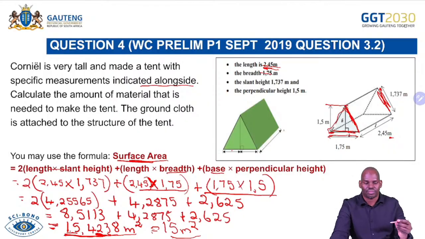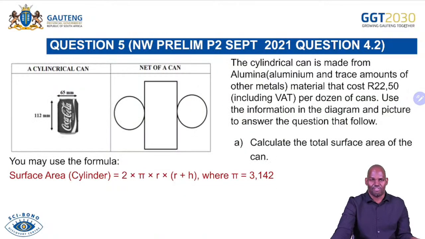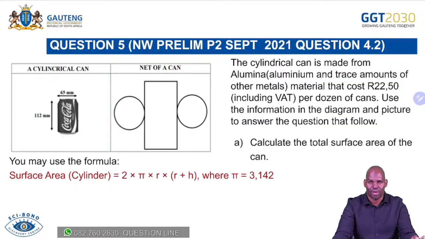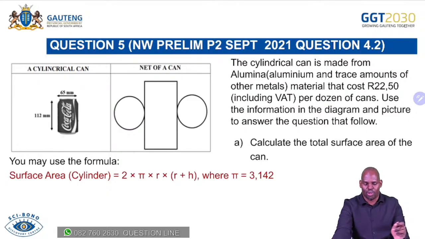Okay, then we've got the next question, question 5. Question 5 was taken from Northwest Prelim Paper 2, September 2021, and it was question 4.2. Let us look at this.